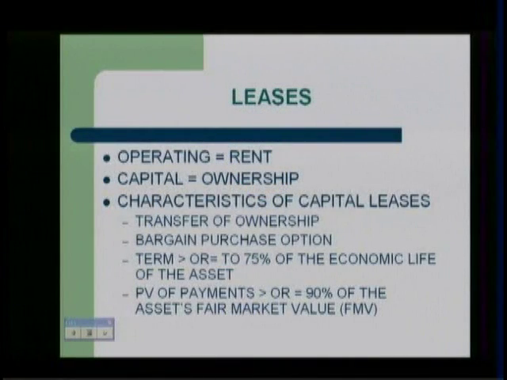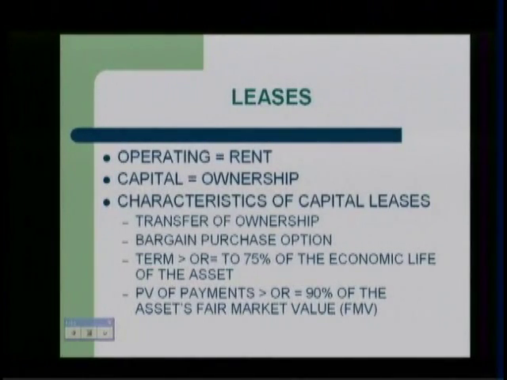The third of the 4 criteria is the term of the lease, at least 75% or more of the economic life of the asset. In this case, what you're looking at is, does the life of the lease consume at least 75% of the actual life of the asset? So if you're leasing a car for 3 years and the useful life is 5 years, that's only 60%. In that case, it would not be a capital lease by this criteria.